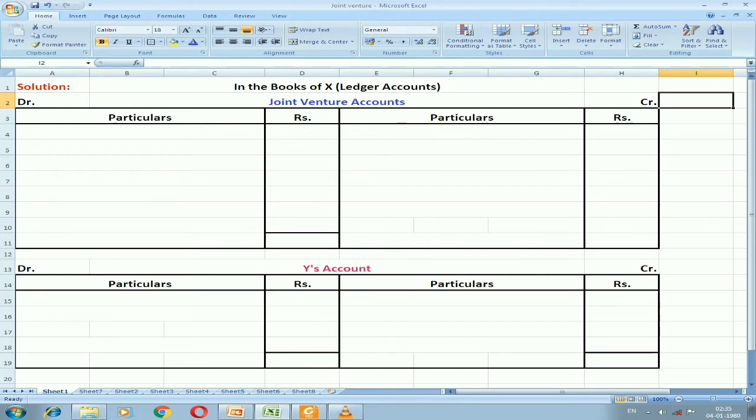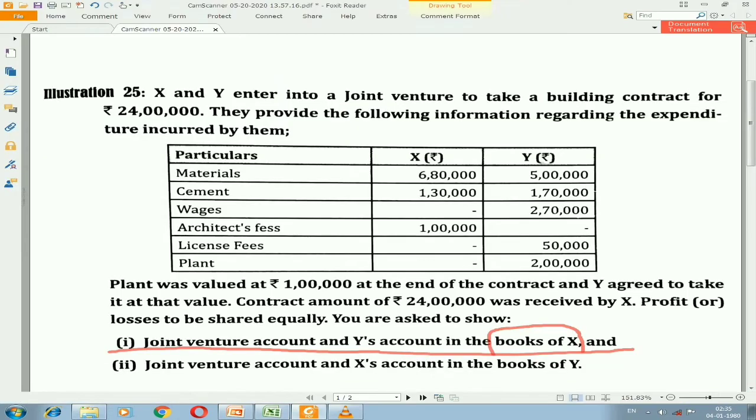First let us record the entries under the joint venture account. One thing you are supposed to remember while recording: under the joint venture account, if there are any expenditures or income related to X, we are not supposed to take them in his name because we are preparing in his books. So let us start with this. First we have the building contract for 24 lakhs. This we are not going to take now because at the end they have given one piece of information related to that. So let us consider that last. Let us see the other information. We have the expenditures which are incurred by them. Those expenditures we are supposed to take.